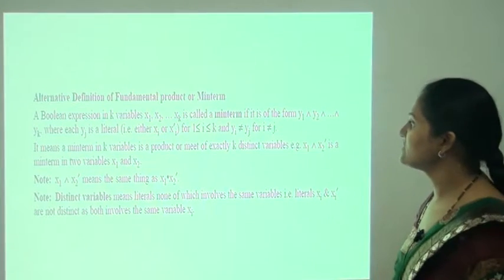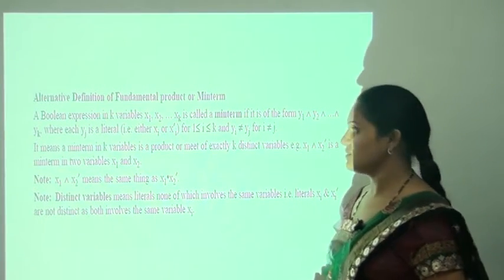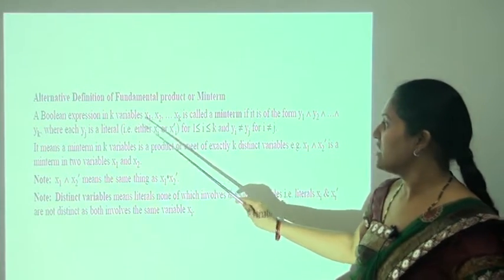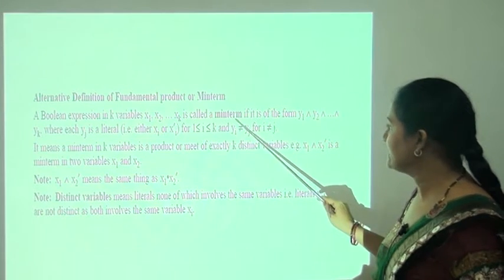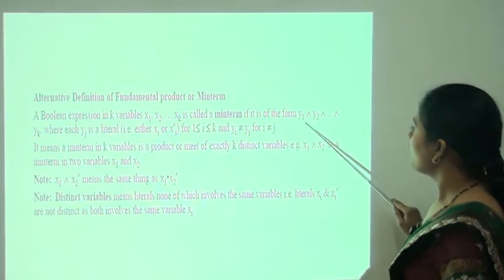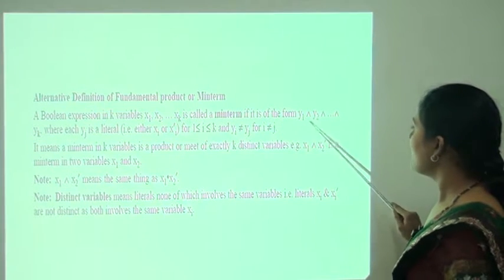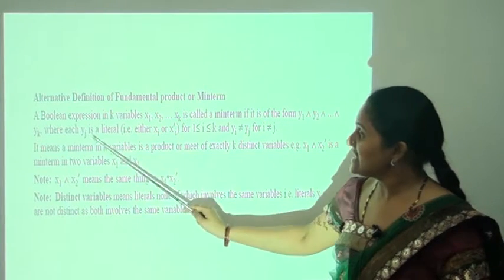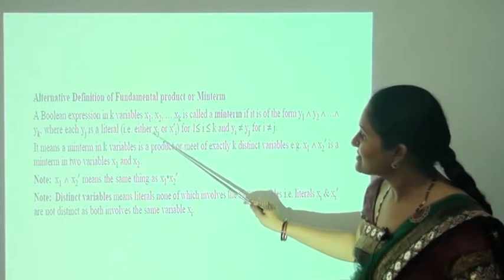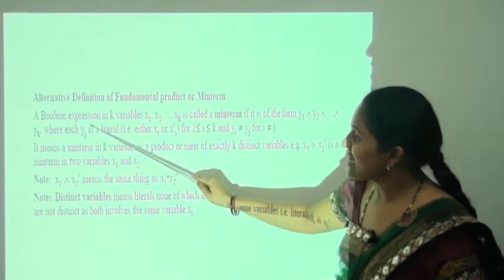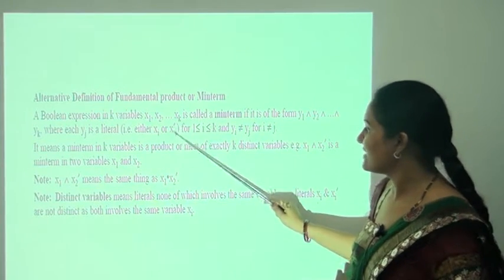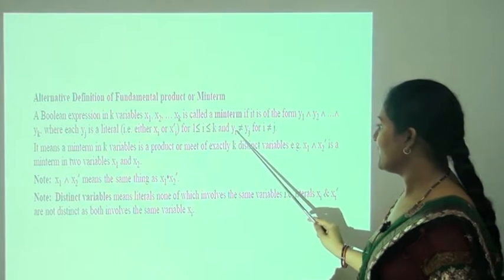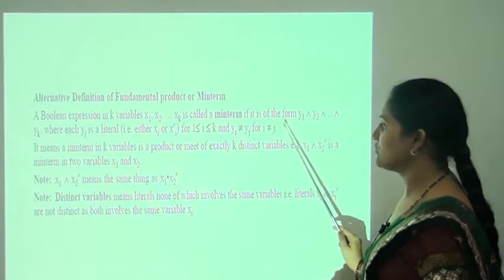This is another definition for the fundamental product of min terms. What does it say? A Boolean expression in k variables x1 to xk is called a min term if it is of the form y1 intersection y2, or this is the meet, y1 meet y2 and so on up to yk. Then yj is a literal, either xi or xi dash. This yj is either xi or xi dash for 1 less than or equal to i less than or equal to k, and yi is not equal to yj for i not equal to j.